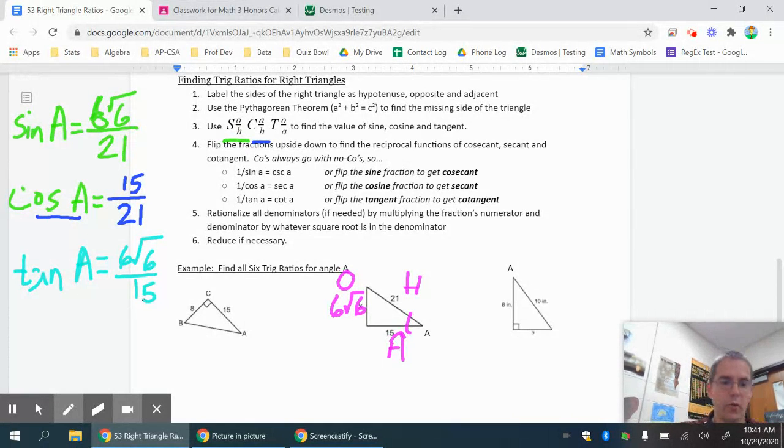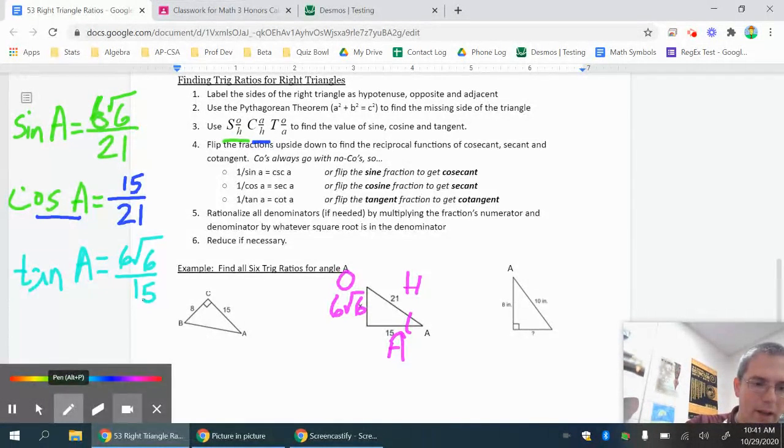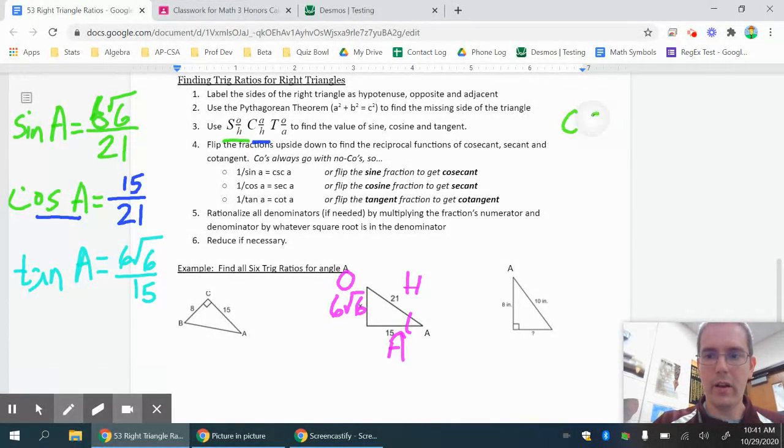Now the other three trig functions. I'm going to go back and worry about the one that goes with sine first. Since sine doesn't have a co, the one that goes with it is cosecant. Or you can think of it that the S goes with the C, or the one with the co goes with the one not with the co, however you remember which one goes with which, or you can put them all on a little card and look back at them. But cosecant of angle A is going to be just that flipped upside down, so that's 21 over 6 root 6.